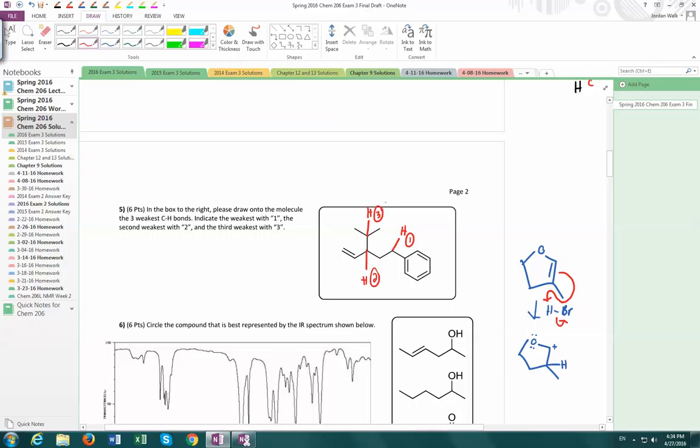Wait, can you explain again why that's the order? So you always want to think about what would lead to the most stable radical. By forming a radical at this position, we'll have a benzylic resonance stabilized radical. If we do it at the allylic, then we have an allylic stabilized radical. This one is the weakest because there are a lot of different resonance structures you can draw on the benzene ring. There's only one that you can draw with the allylic system here. And then finally, this is going to be the third weakest because it leads to a tertiary radical, which is going to be more stable than any potential primary or secondary radicals.